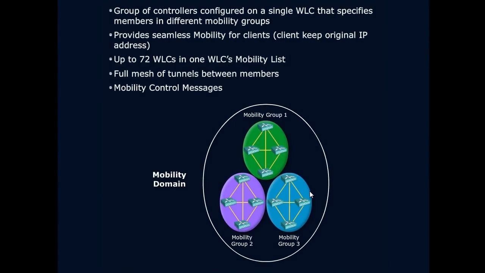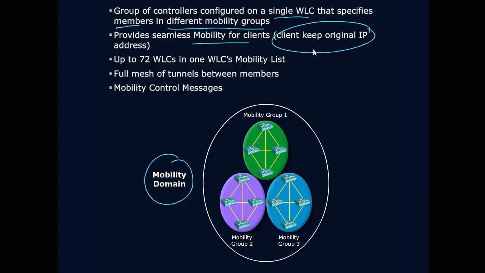If we go higher up the mobility group chain, we can see what's called a mobility domain. Now, a mobility domain can contain multiple mobility groups. So a group of controllers configured on a single wireless LAN controller that specifies members in different mobility groups. This provides, again, mobility for clients. Clients keep their original IP even though they are moving between mobility groups.